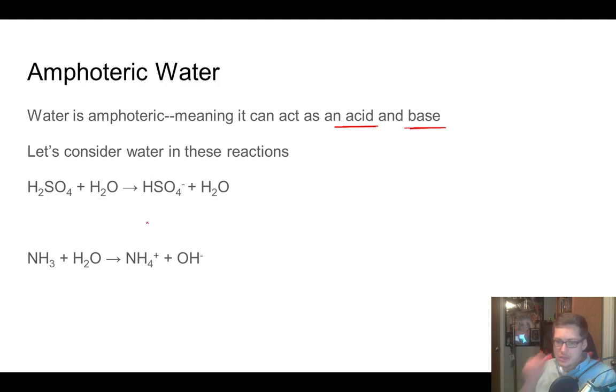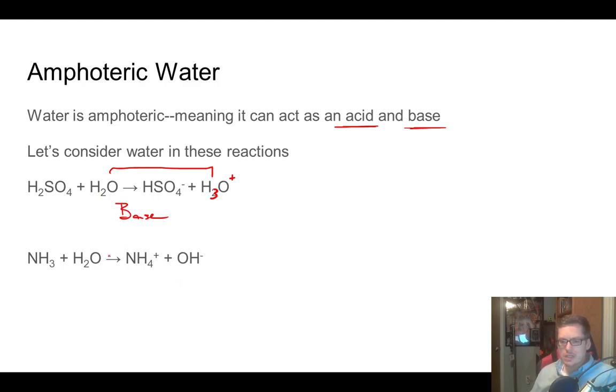So let's look at these two reactions here. We've got sulfuric acid reacting with water, and it's going to form this bisulfate anion, the conjugate base of this guy, and then H3O plus. Anyway, the water here is gaining a hydrogen as it goes from here to here, and because of that, we know it's acting like a base. So in this case, water is acting like a base.